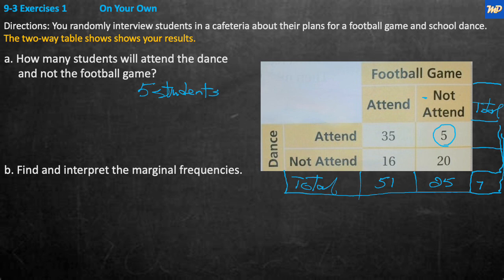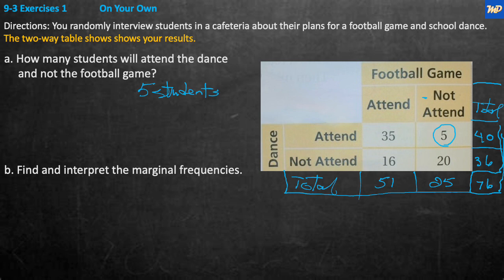So let's see how that turns out. 76 over here is the total in this column. Remember, they have to be the same. Now going across, 35 and 5 is 40, and 16 and 20 is 36. And 30 and 40 is 70, and 6 is 76. So the totals are the same.